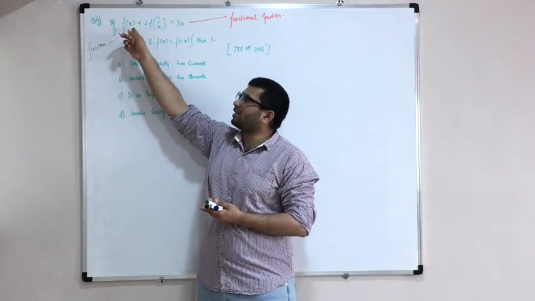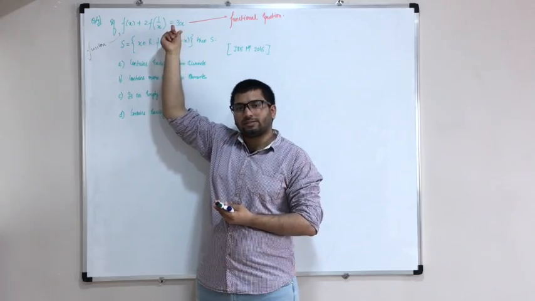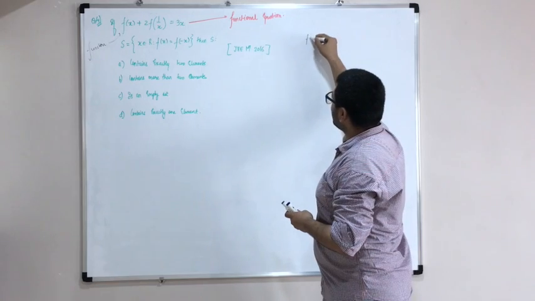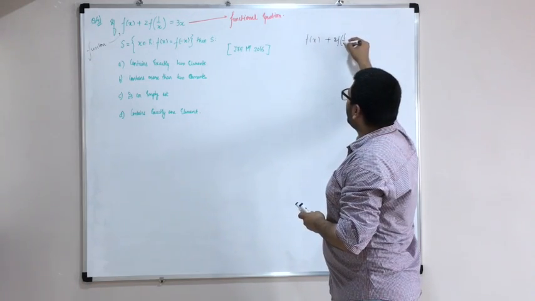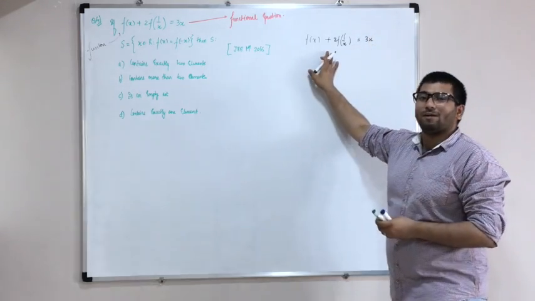Is nothing but, जहाँ पे x है वहाँ पे आप 1 by x भी रखेंगे, तो यहाँ x पे भी 1 by x रख सकते हैं. ठीक है? इसका मतलब ये होता है. तो यहाँ पे आप इसको ऐसे लिख सकते हैं. You can write this as f of x plus 2 times f of 1 by x is nothing but 3x. Correct? So this x represents a function of x.